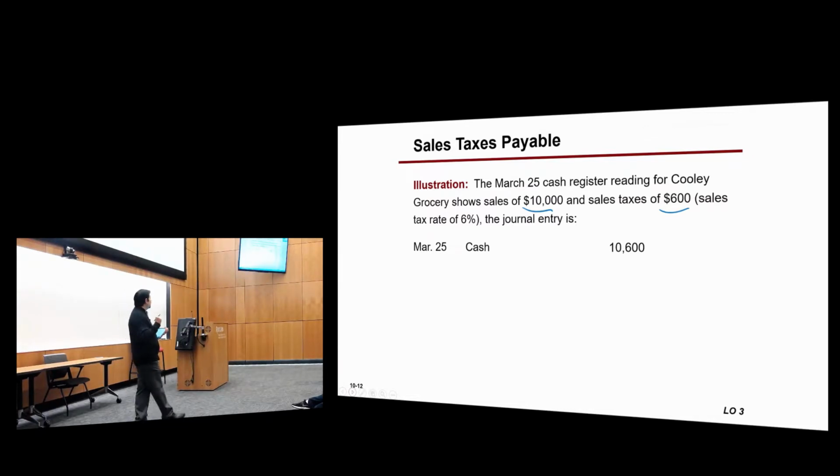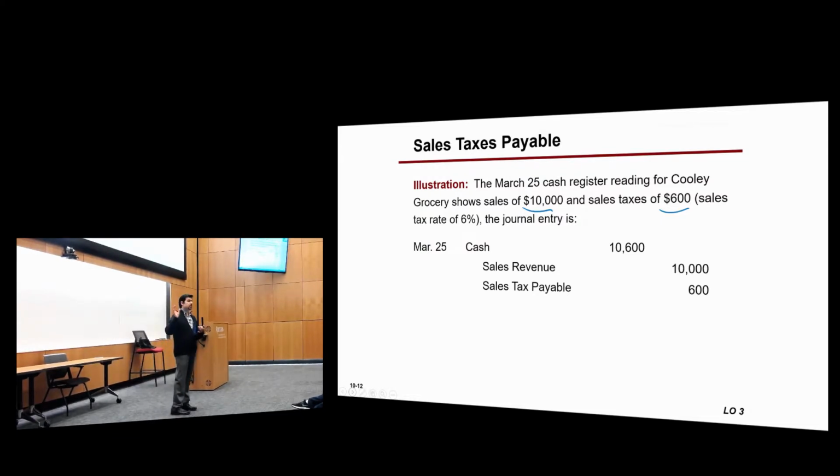Now, out of these 10,600, the company's revenue is 10,000. So the company will credit sales revenue 10,000. The 600 is credited to the liability, sales tax payable, because this is the amount that the company will have to remit later on, or send later on, to the tax agencies. Okay? Any questions?